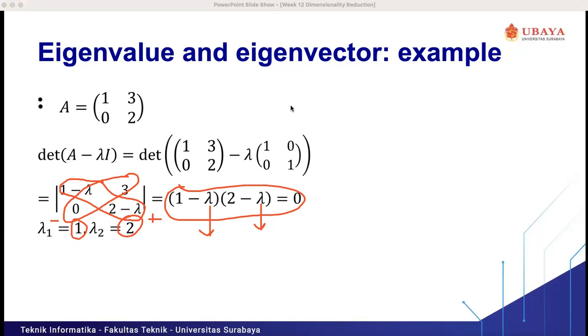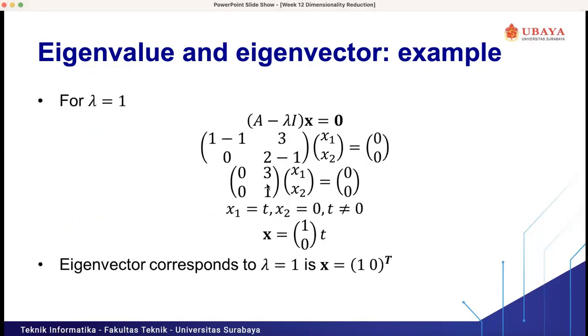Oh, Pak Hasrul. Okay, so this is how to calculate the determinant from this matrix. So we have 2 lambdas, lambda 1 and lambda 2. The lambda is the eigenvalues. Okay, after we get the lambda, then we need to calculate the eigenvectors. Because we have 2 lambdas, we will calculate 2 eigenvectors, using A minus lambda I times X equals 0.